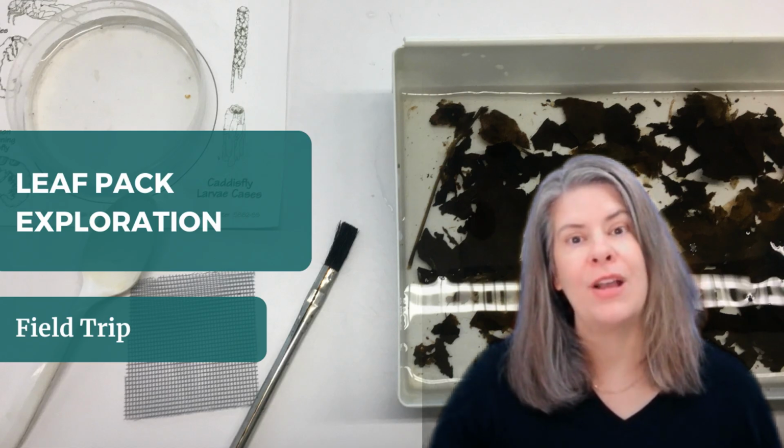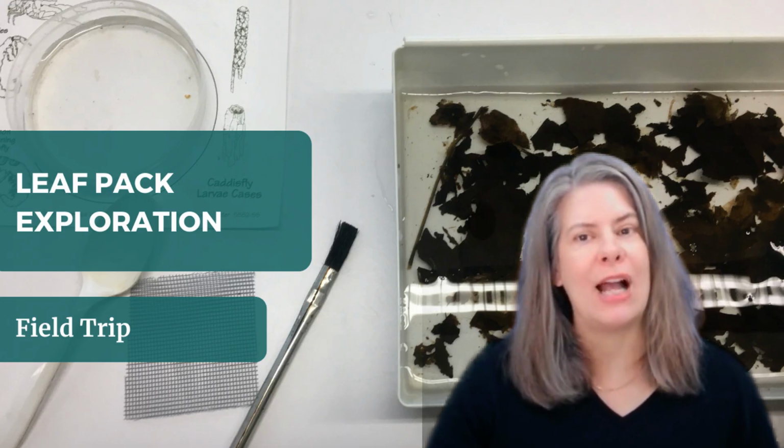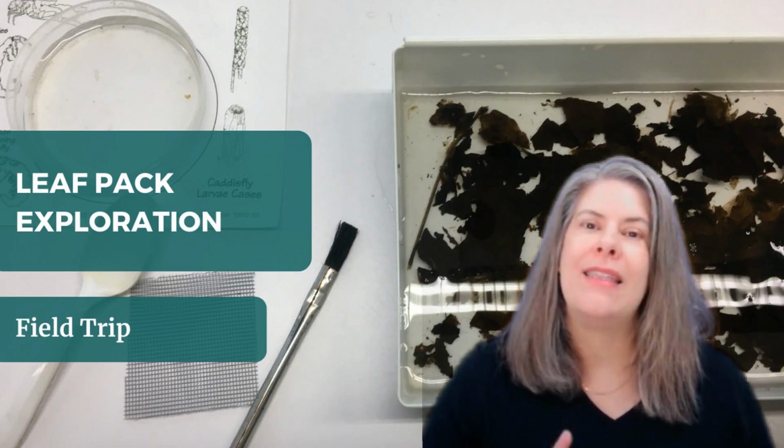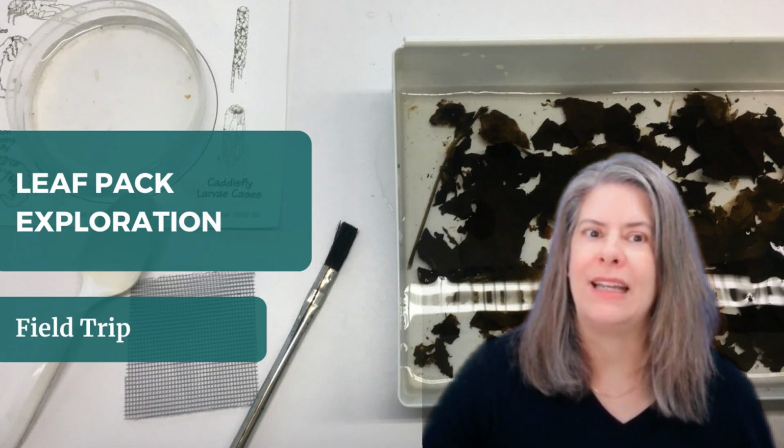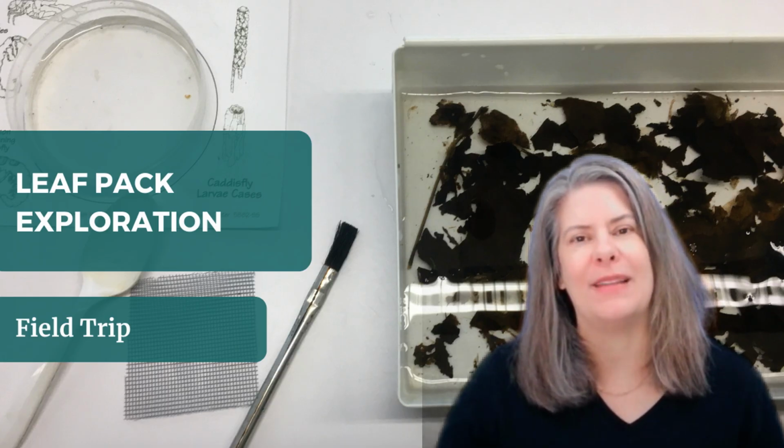But this month, as you retrieve your leaf pack from the stream and begin to identify the macros you discover, try to figure out what kind of food each one might enjoy: leaves, debris, algae, or other macros. Then you're going to be more prepared to compare the macros in the riffle versus the pool locations that you set up last month.